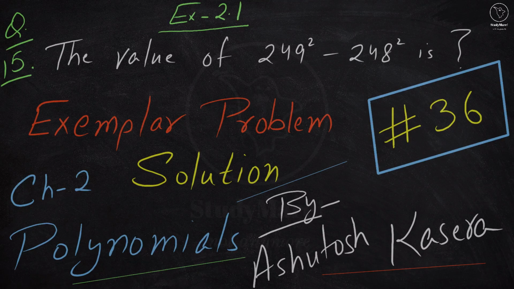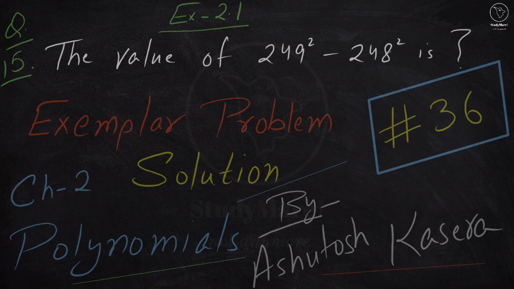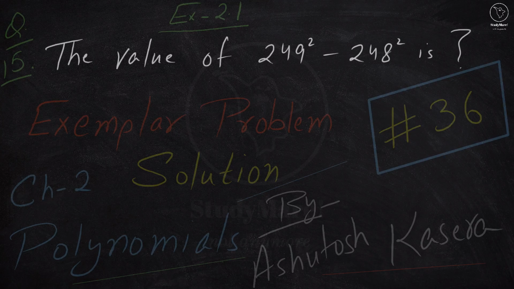What is the value of 249 square minus 248 square? Got scared? Because it involves such a large multiplication. Multiply 249 with 249, find the answer, and then multiply 248 with 248 and then find the answer. Yes, that is a long traditional way of doing it, but there is an alternative to this, especially in this question, and that is what we are going to learn.